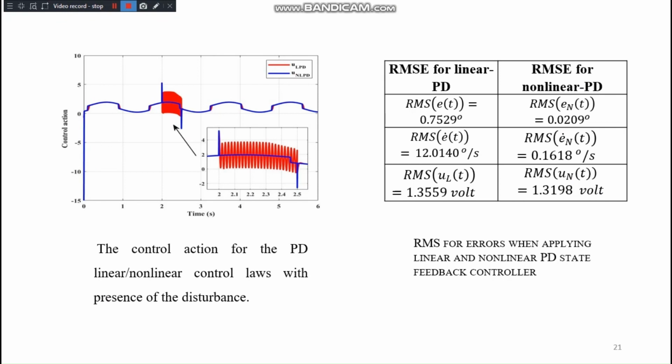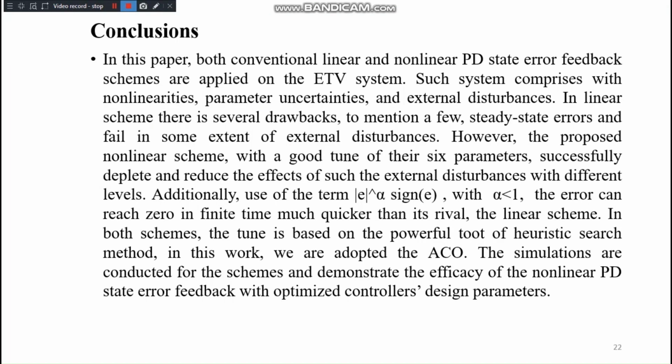The figure in this slide represents the control action for the PD linear and nonlinear control law in the presence of disturbance. And the nonlinear case works better in all situations, even when calculating the root mean square error, as shown in the table, where the RMS for error 1 equals 0.7 in the linear case, while in the nonlinear case it equals 0.02.